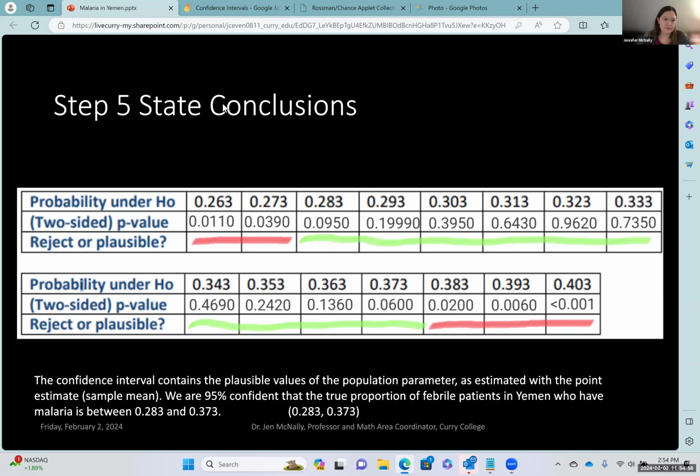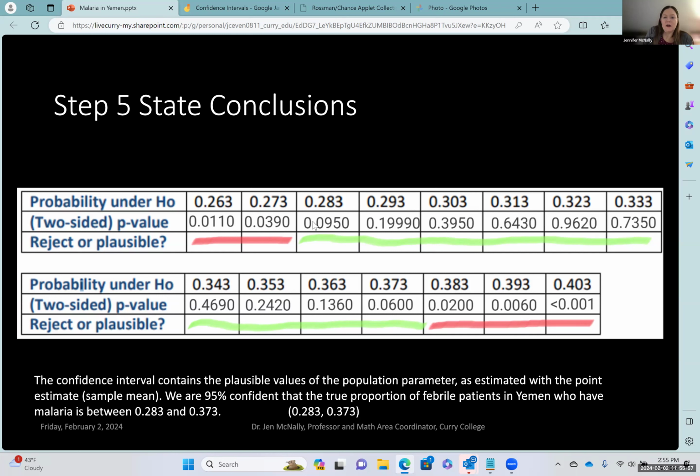These ones go up by 100th every time, so that makes it a little bit easier. So we see that we have a few probabilities that we reject, and then a whole bunch that we do not reject, and then we go back to rejecting again. So what we've done is we've ruled out the extremes on either end.